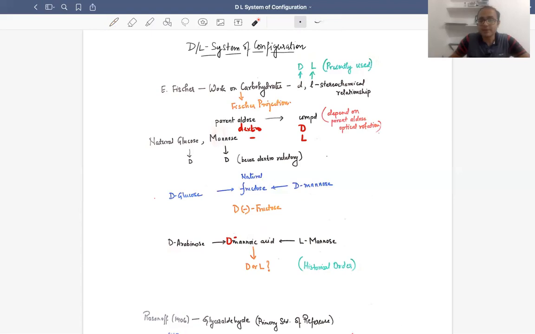Later on, people were able to synthesize manoic acid also from L-mannose. Okay, if we are able to synthesize from L-mannose, then the manoic acid should be given the L-manoic acid configuration. So this was a little bit confusing. So at that time, people said that it will depend upon historical order. Since the first synthesis that was reported was D-arabinose to manoic acid, therefore for manoic acid we will keep the configuration of D rather than using L.